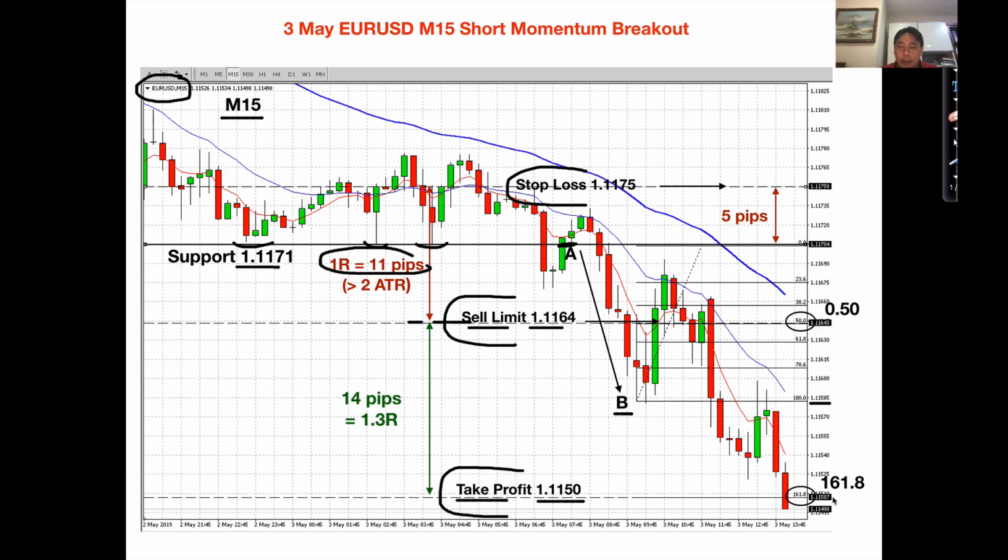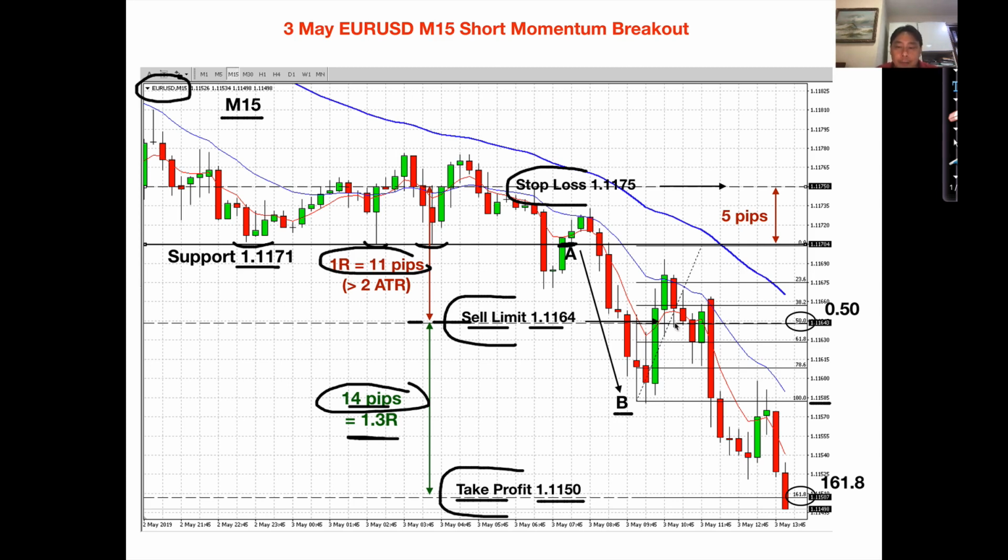My profit target is 1164 minus 1150, which is 14 pips. So in this case, I was risking 11 pips to make 14 pips. 14 divided by 11 is 1.3 R. So the risk to return ratio is not great, but I'm risking 1 to make 1.3, making more than I risk. Not great, but reasonable.